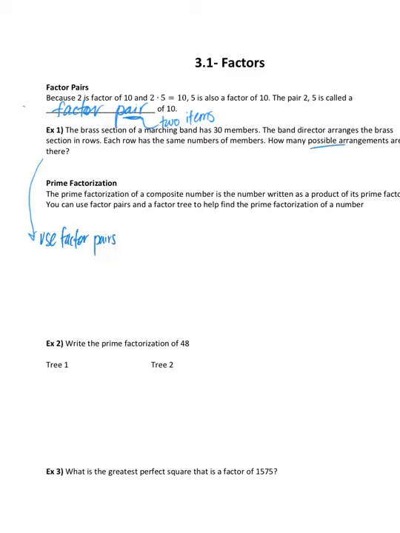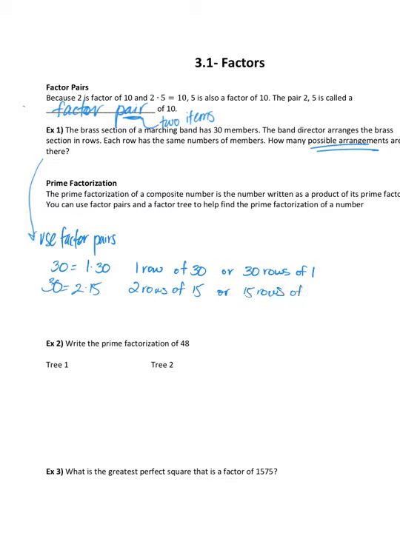The question asked us for the possible arrangements. Just looking at 30, it's always good to start simple. For 30, we can do 1 times 30. There could be one row of 30 or 30 rows of 1. We're going to go along that same way. We're going to look at 30 equals 2 times 15. So this could be 2 rows of 15 or 15 rows of 2.